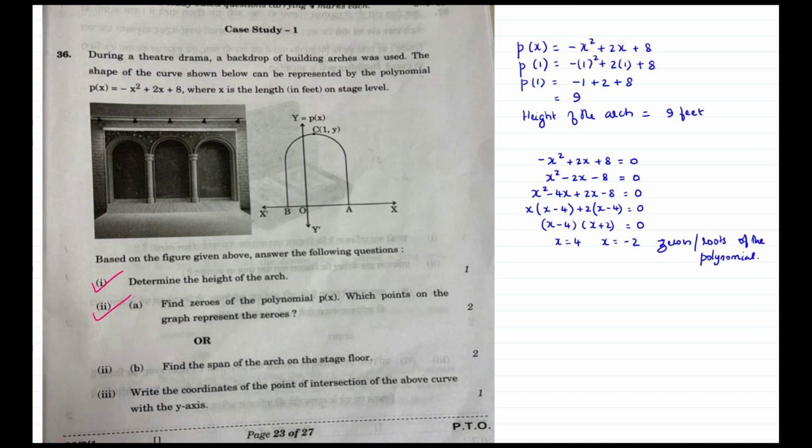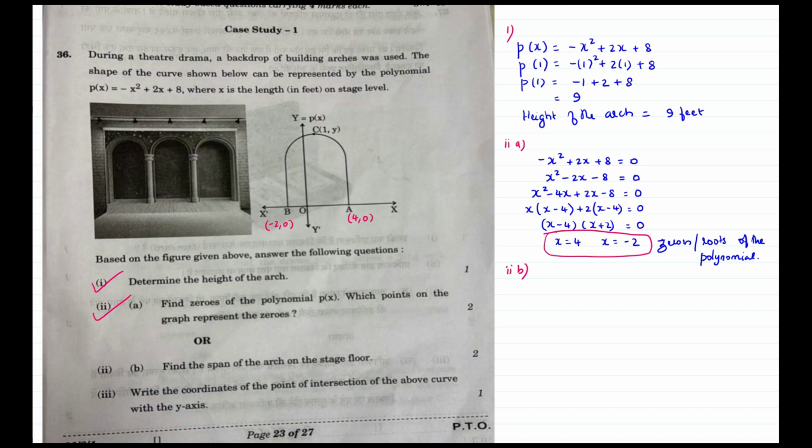Now let's see the next part of the question. This is number 1, 2a. Now let us do 2b. Here you have the coordinates, and the y axis is 0 in this. So let us substitute the values there. You have 4 comma 0 and minus 2 comma 0.